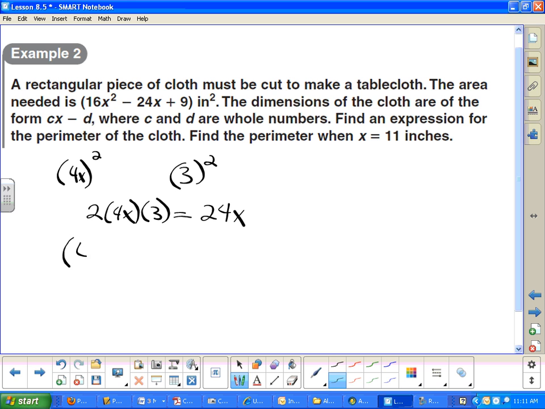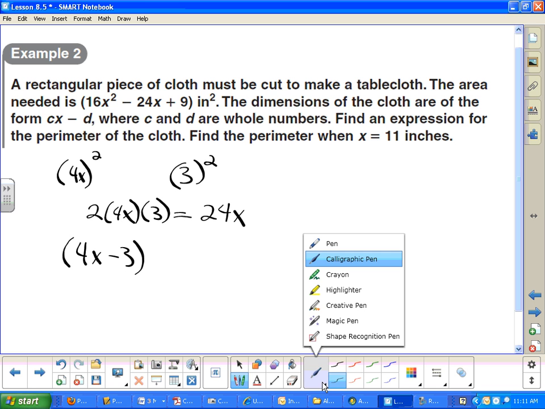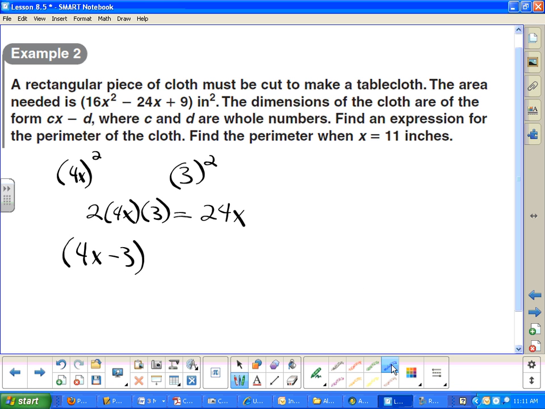And in factored form, it's going to be 4x minus 3. Okay, notice it's minus, whatever the sign of this is here, that's the sign that goes in the middle between them. So 4x minus 3, that quantity squared. That's the area of this cloth. Right? They want us to find the perimeter. So what does that tell us about the perimeter? So we're dealing with a square, aren't we? Okay. So we've got a square here.